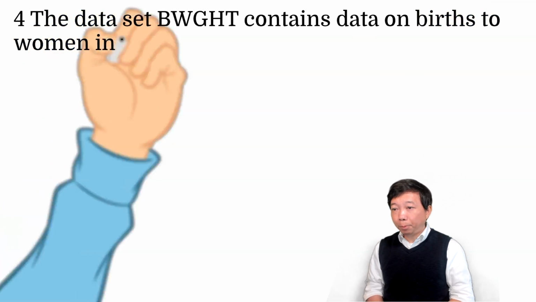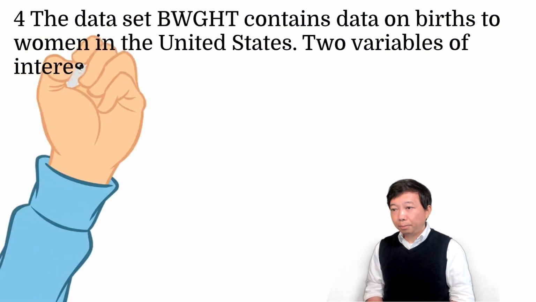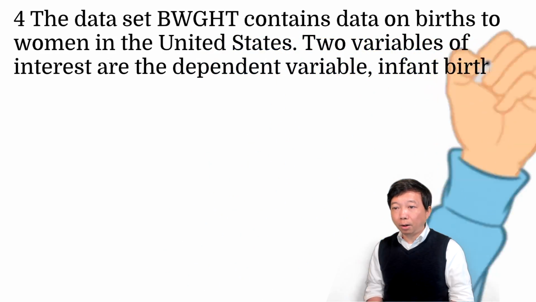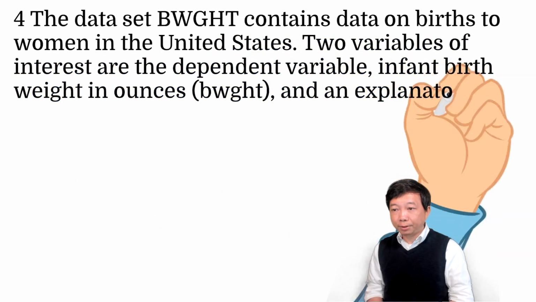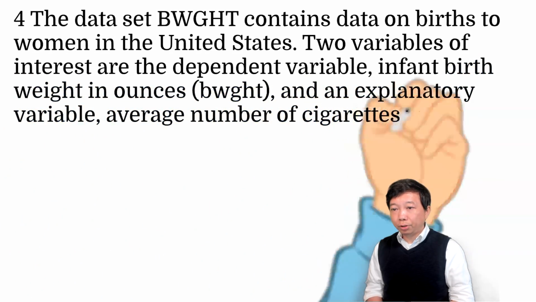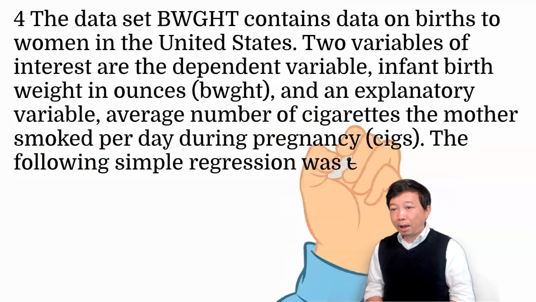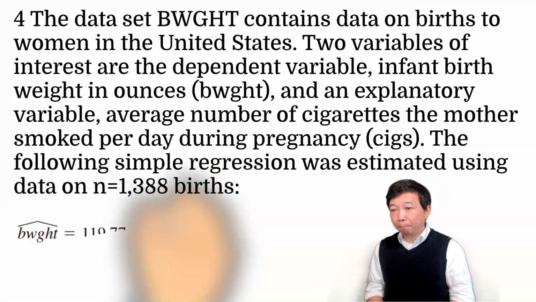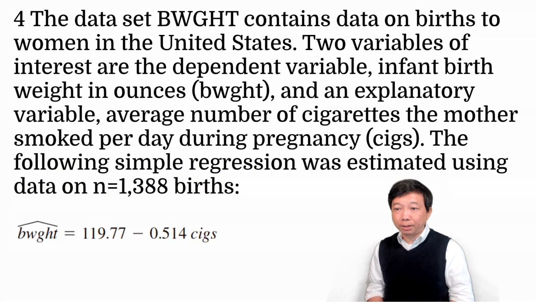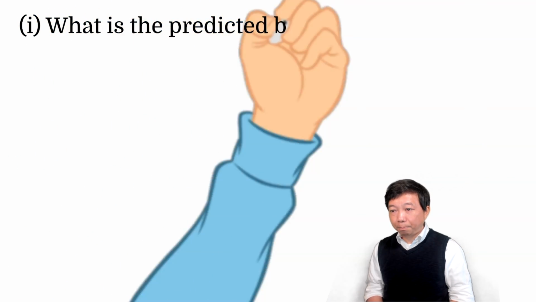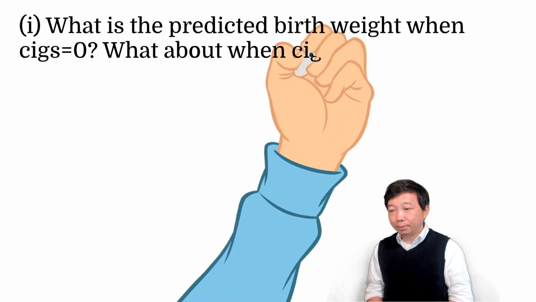Let's solve the fourth problem. The dataset BWGHT contains data on births to women in the United States. Two variables of interest are the dependent variable, infant birth weight in ounces, and an explanatory variable, the average number of cigarettes the mother smoked per day during pregnancy. The following simple regression was estimated using data on 1,388 births. The first question is, what is the predicted birth weight when cigarette is 0?